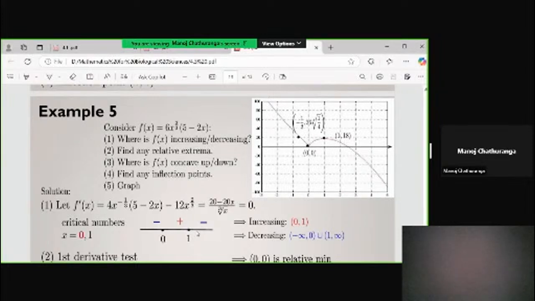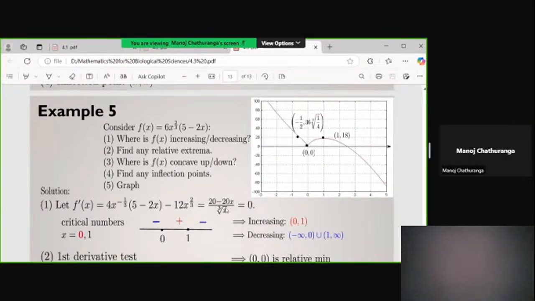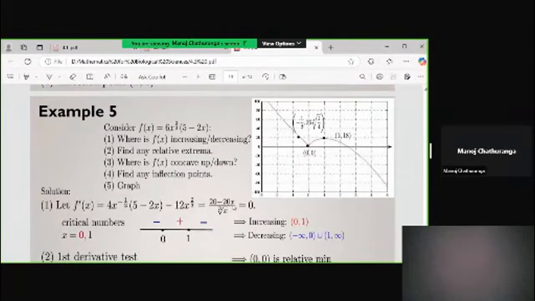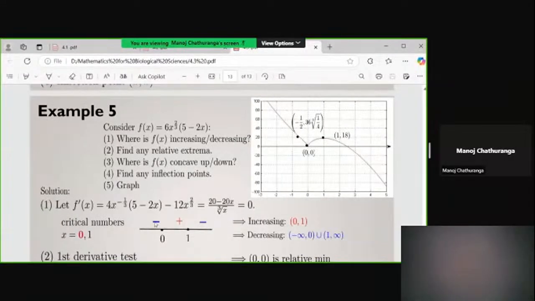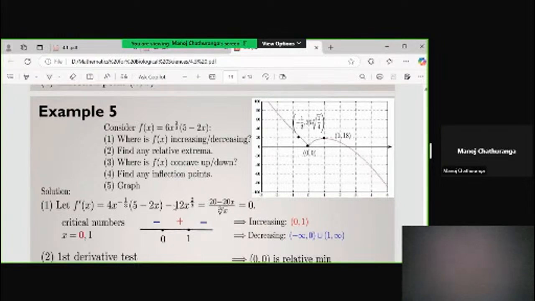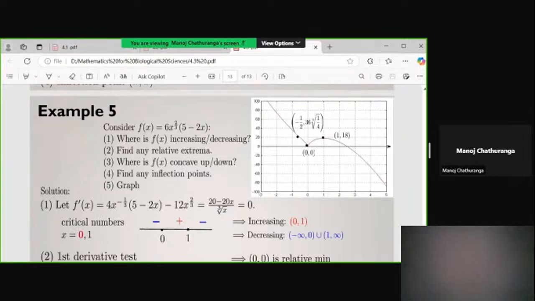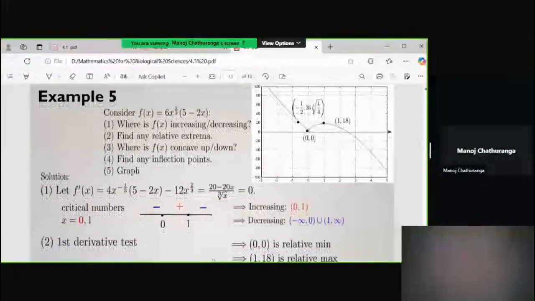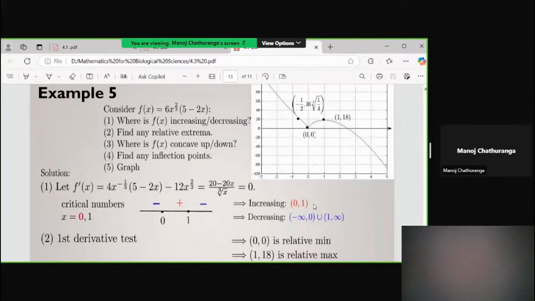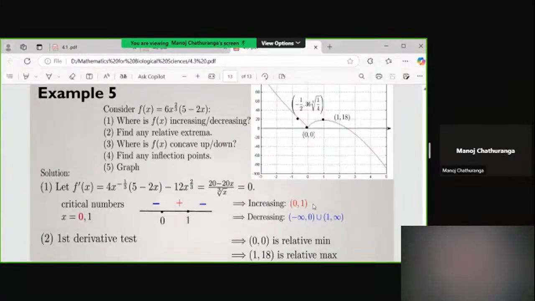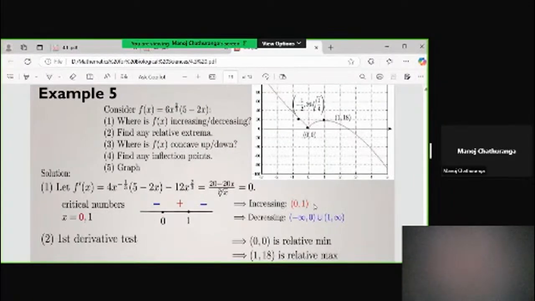After 1, the numbers are positive, so the cubic root is positive, and 1 minus something bigger than 1 is negative. So the signs are minus, plus, minus. At 0 it should be a relative minimum, and at 1 it must be a relative maximum. So from minus infinity to 0 the function is decreasing, then from 0 to 1 it is increasing, then after 1 again decreasing.